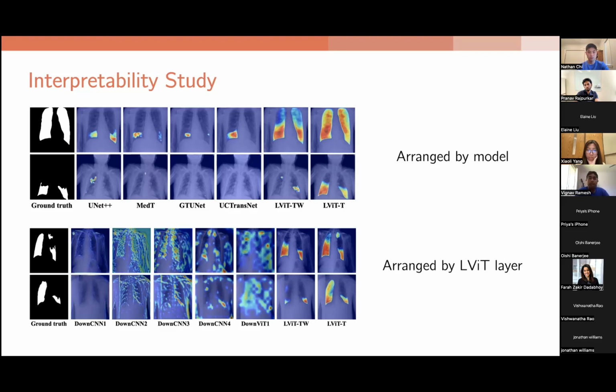In addition, experiments were conducted to explore how the introduction of text information specifically helps activate regions. If we look at the bottom figure, we see activation mappings were performed for the down CNN 1, 2, 3, and 4 layers, and down ViT1, where the number just denotes the layer. So down ViT1 is the first down layer in the down ViT branch. The difference in activation regions between down ViT1 and down CNN1 can be explained by the fact that text information is given to the model through down ViT1. And the CAM output of LViT-TW and LViT-T shows the final activation difference caused by text information. The difference between these saliency maps indicates that text information effectively helps locate lesion regions in the lung.